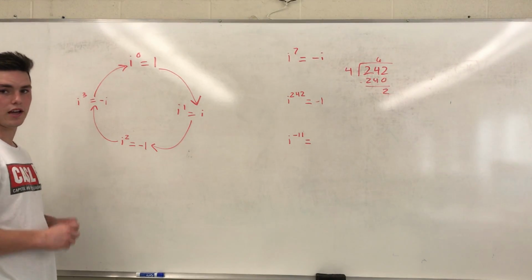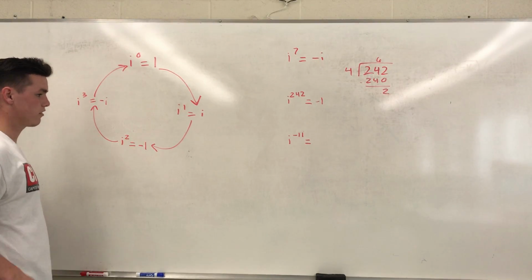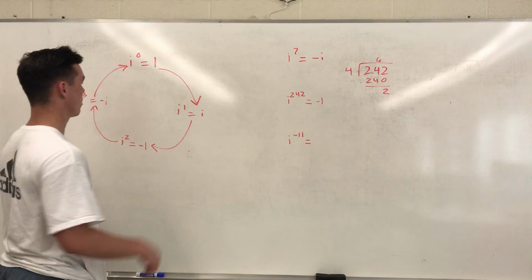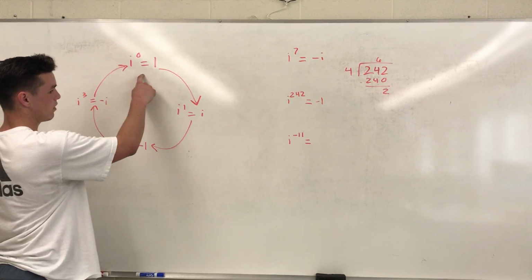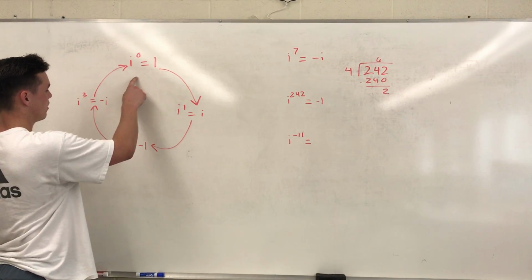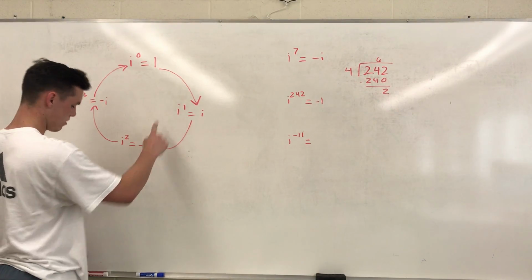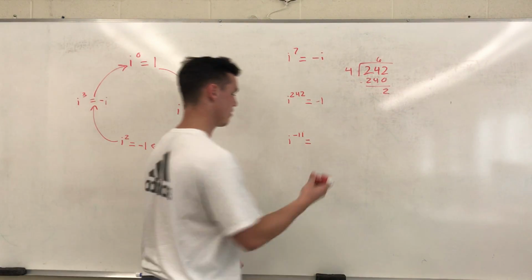And you can also have negative exponents with i, which when you have a negative exponent, you're going to go counterclockwise. So you would just go around 4, 8, 9, 10, 11. So i to the -11 would just be i.